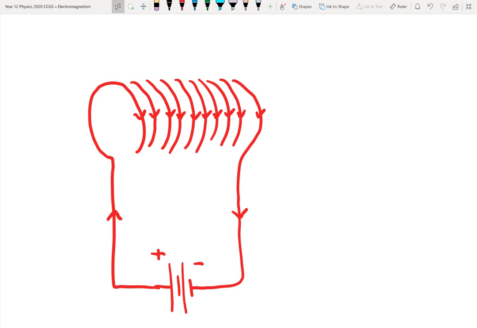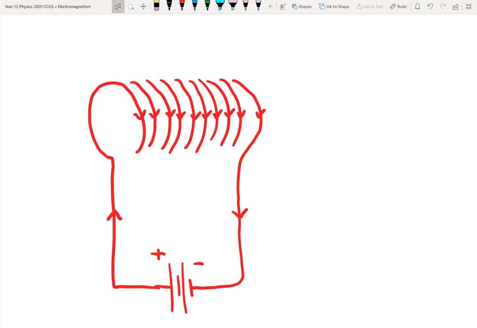Now, remember what I said. You can analyse any point of the solenoid, top, bottom, front or back. The right grip rule will tell you what the magnetic field is doing inside and outside. But me, I want to know what's happening outside, because I'm going to use the rule that outside they go from north to south of a permanent magnet.